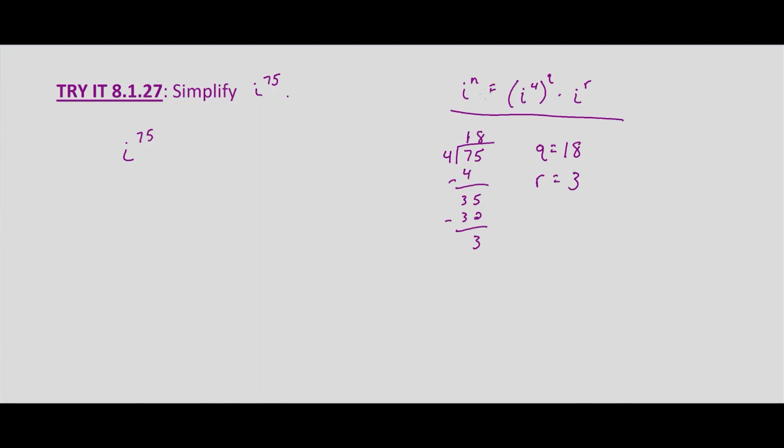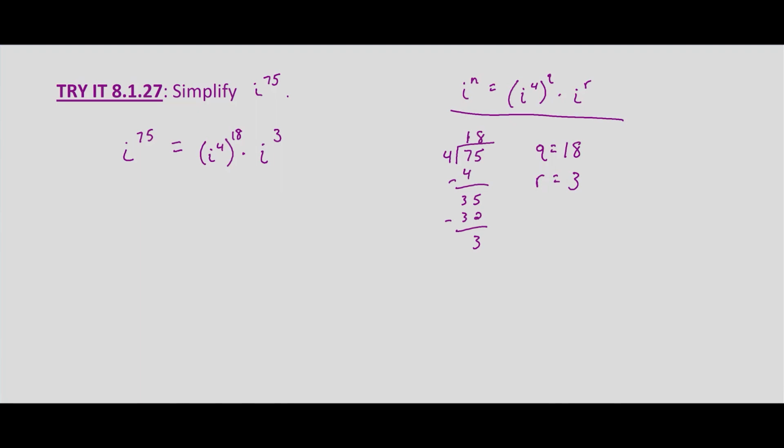So rewriting what we were given, i^75 in this form is going to be (i^4)^18 times i cubed. So now what does that tell us? What do we do with that?